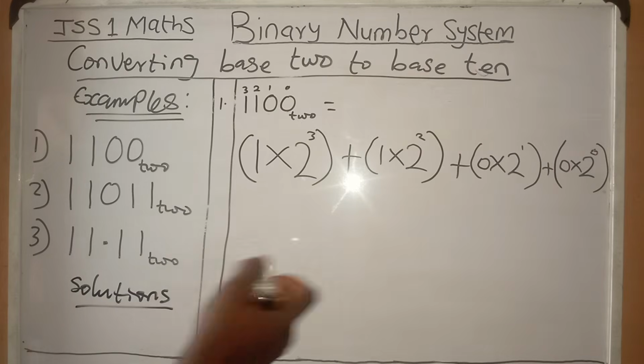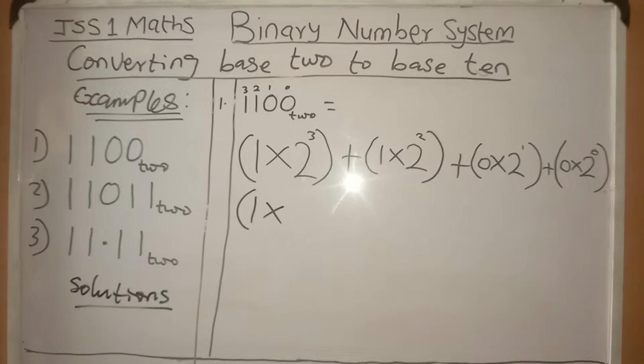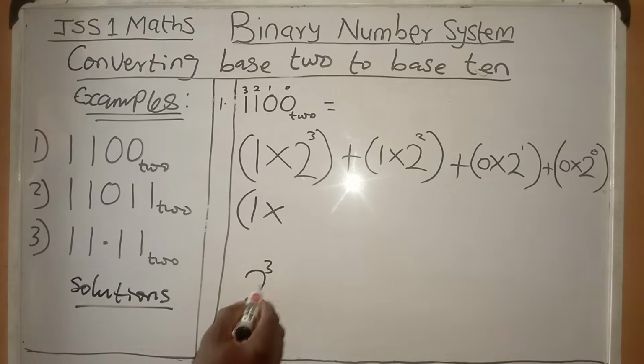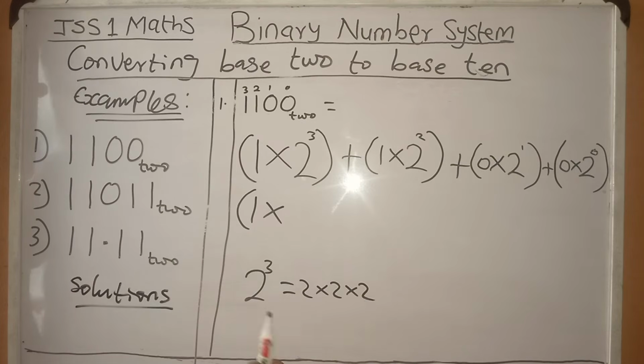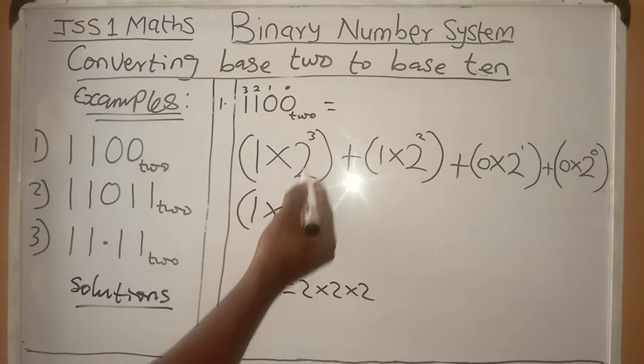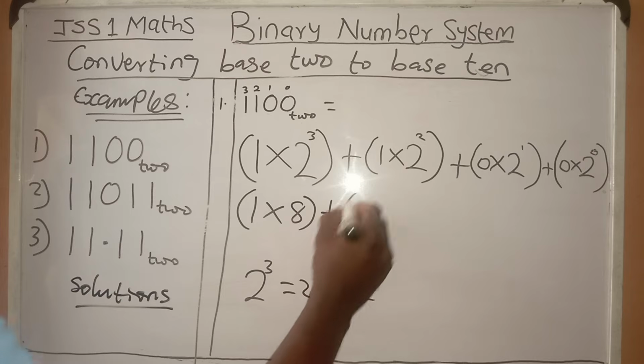Okay, so now let's resolve the brackets. So we have 1 times 2 raised to power 3 will give us what? I know somebody will say 6. No, 6 is not the answer. 2 raised to power 3 is not 6. 2 raised to power 3 is an index form, which means 2 times 2 times 2. So 2 times 2, 4. 4 times 2, 8. So 2 raised to power 3 will be what? 8. What this means is 2 times itself into 3 places. That's what we have here. 2 times 2 times 2. 2 times 2, 4. 4 times 2, 8. So 2 raised to power 3 will give us what? 8. Hope it is understandable.